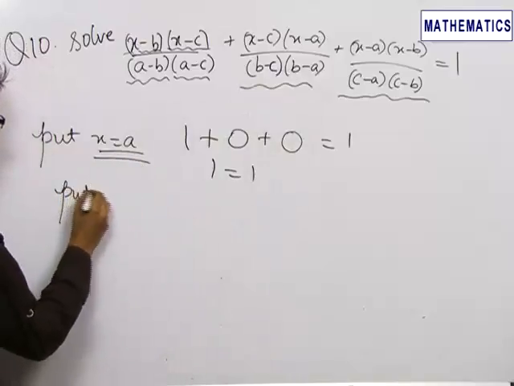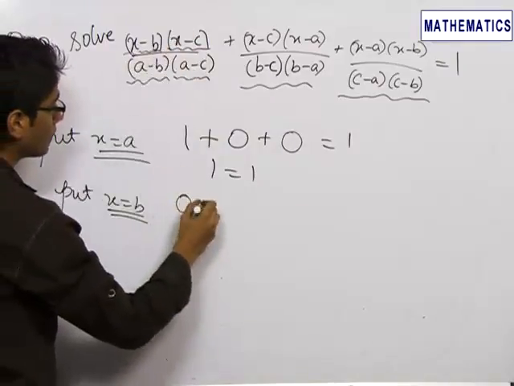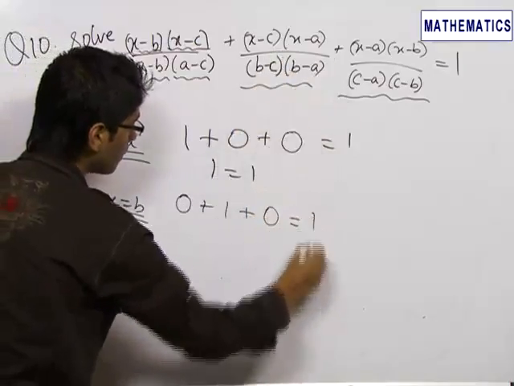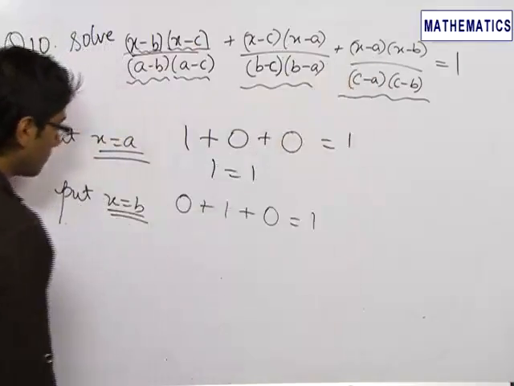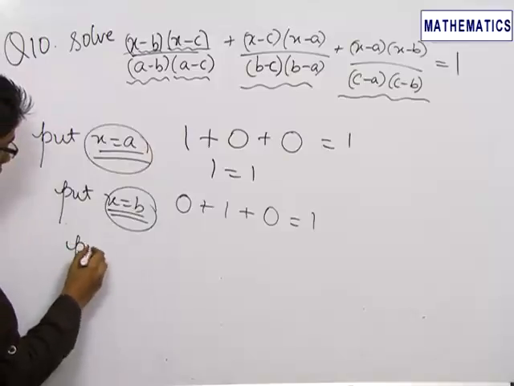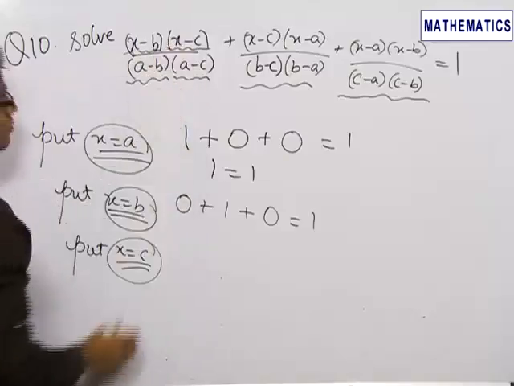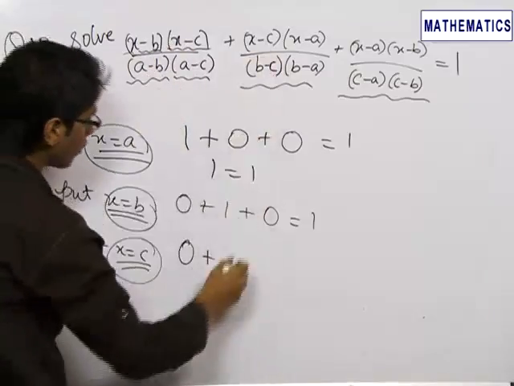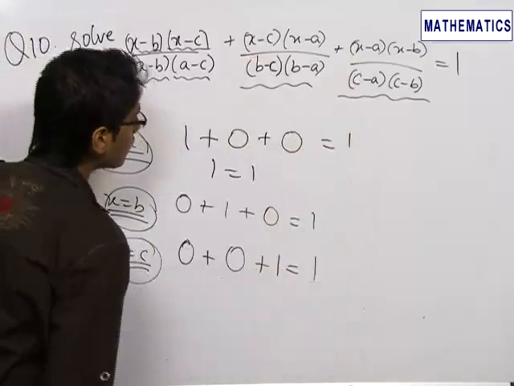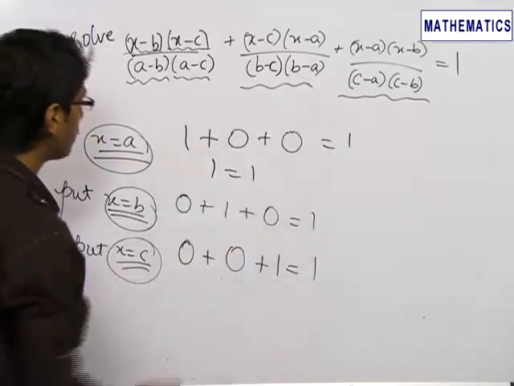Similarly, if we put x equals b, we get this factor equals 0, this factor equals 1, and the last factor also equals 0. Hence the quadratic equation is again satisfied, and hence x equals b is also a solution of this quadratic equation. And similarly, putting x equals c, we see this factor becomes 0, this factor also becomes 0, and this factor becomes 1, which again satisfies the given quadratic equation. Hence x equals c is also a root of this quadratic equation.